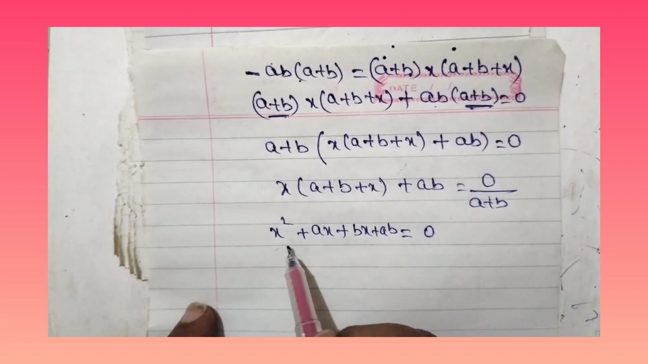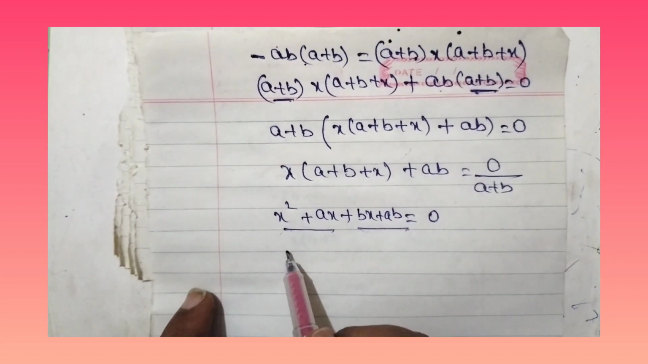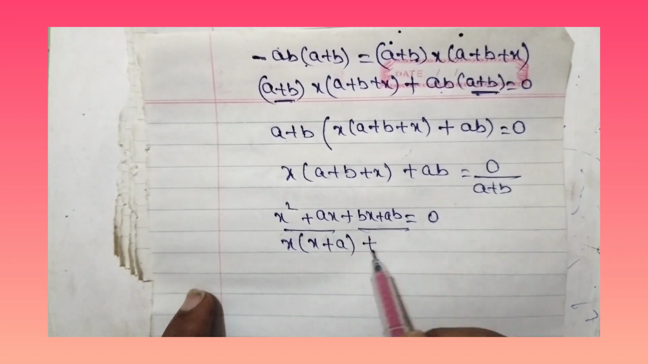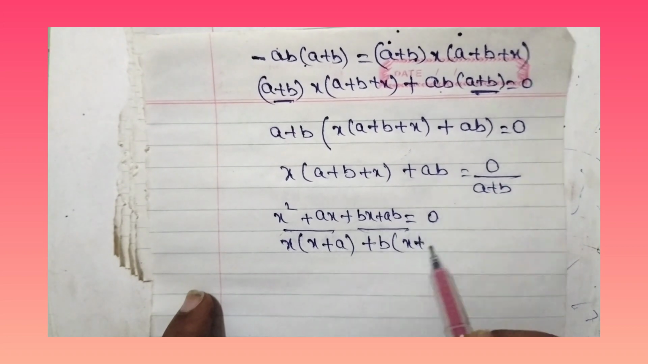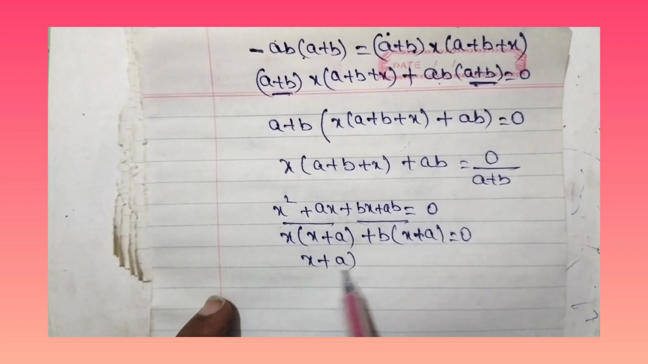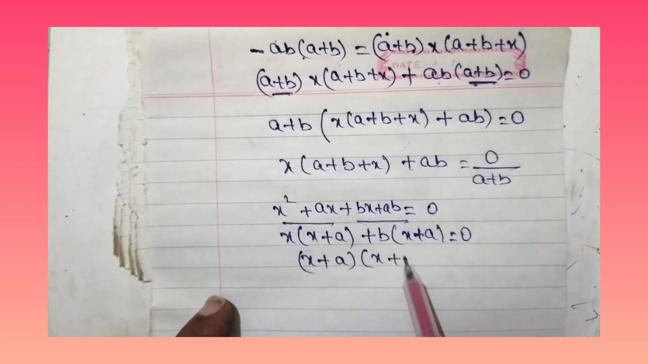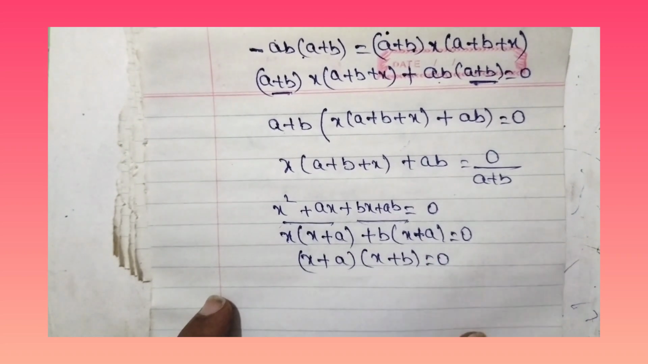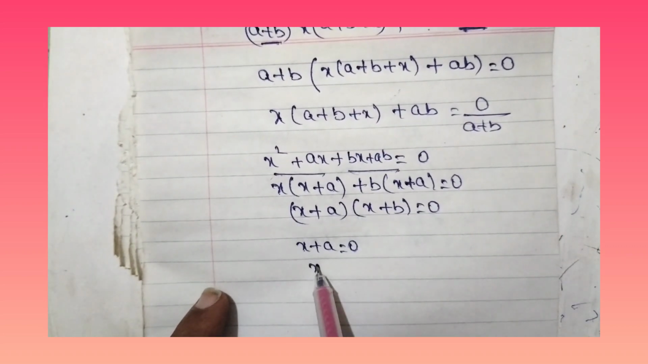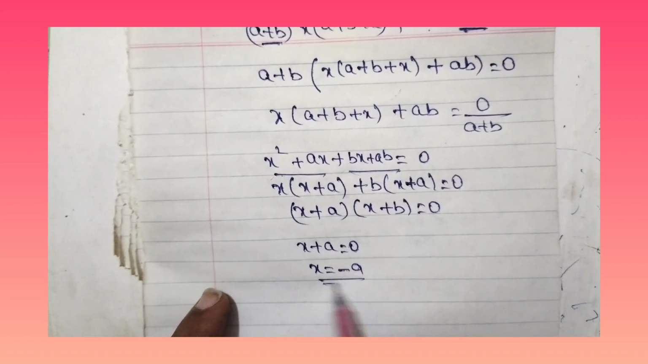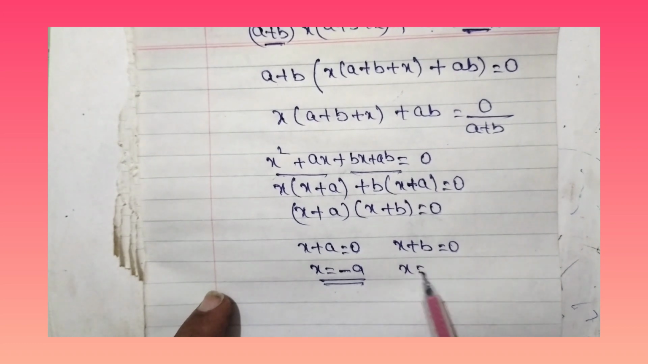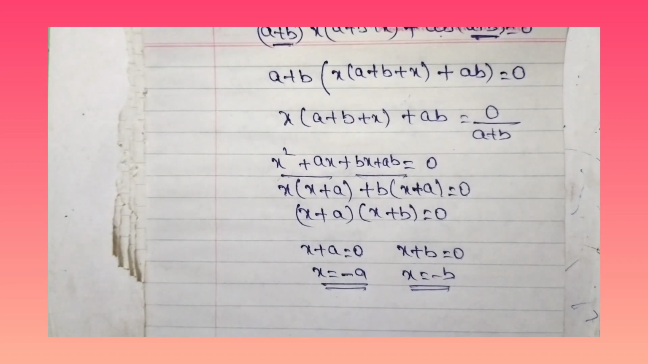Now let us make these two one group and these two another group. In the first group x is common, remaining is x plus a; in the second, b is common, remaining is x plus a. Common to both is x plus a, remaining x plus b, which is equal to 0. So x plus a is equal to 0, x is equal to minus a. And x plus b is equal to 0, x is equal to minus b.